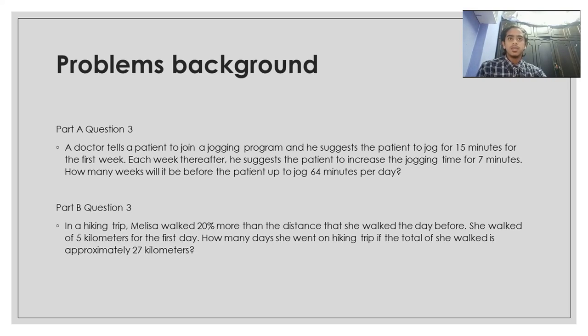In part B, we got question 3 also. It sounds like this. In a hiking trip, Melissa walked 20% more than the distance she walked the day before. She walks 5 kilometers on the first day. How many days did she go on a hiking trip if the total distance she walked is approximately 27 kilometers?